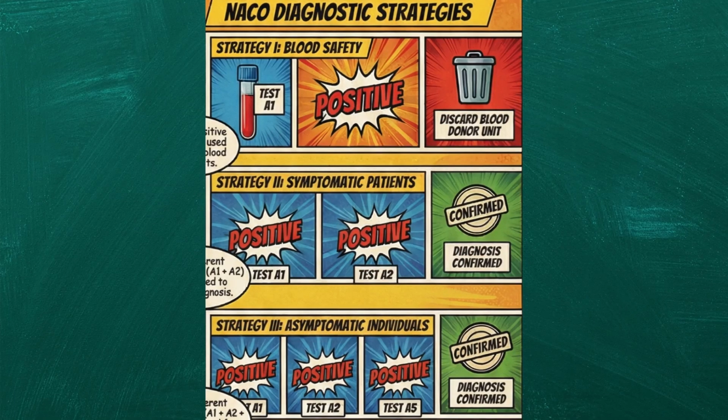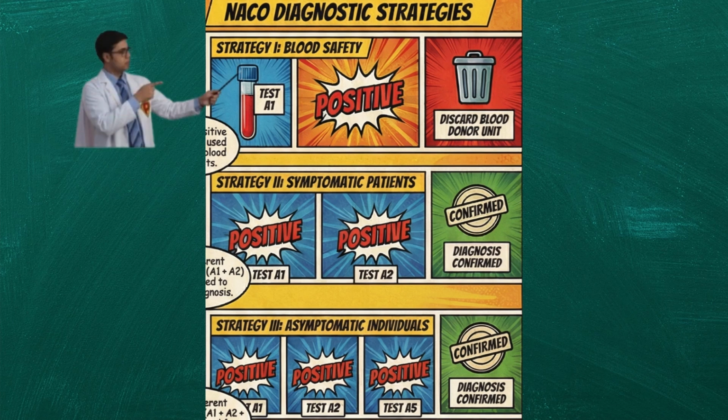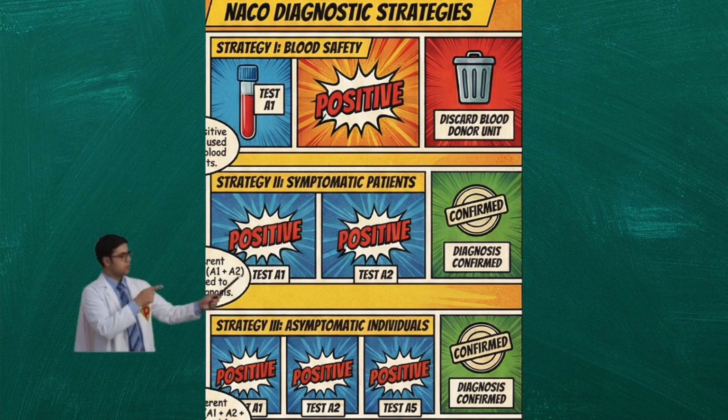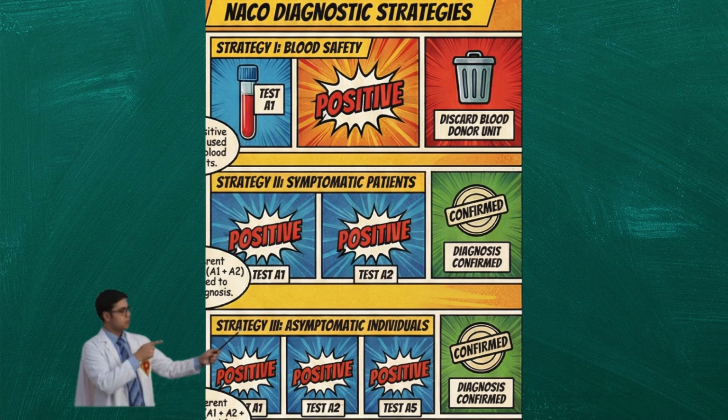We follow the NACO guidelines. We have 3 different strategies depending on why we are testing. You don't just run a test, you run a strategy. Strategy 1 is for blood safety. Strategy 2 is for surveillance. Strategy 3 is for diagnosis of a symptomatic patient.